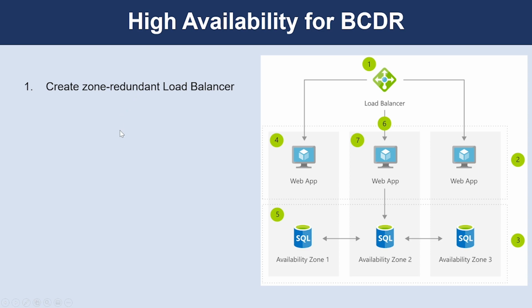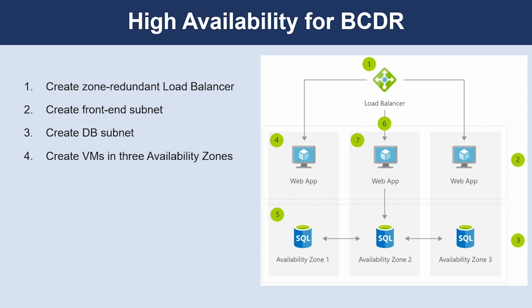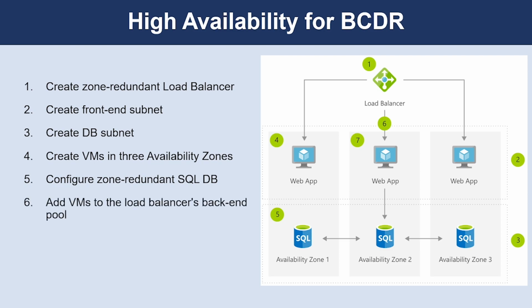The first step is to create a zone redundant load balancer. The second step is to create a front end subnet, then create a database subnet, create virtual machines in three availability zones, configure a zone redundant SQL database, and add VMs to the load balancer backend pool. Finally, deploy your application on the VMs for redundancy and high availability.